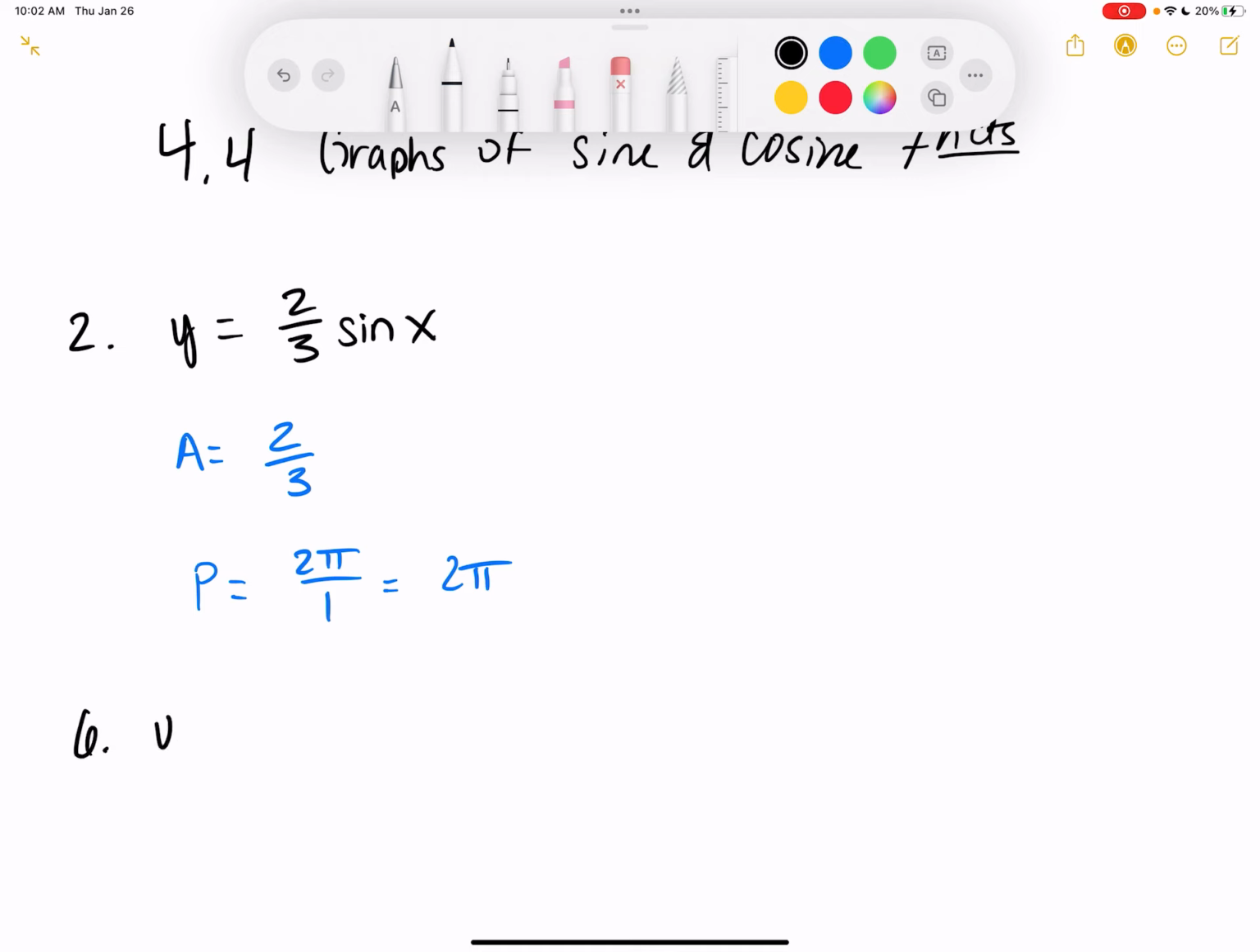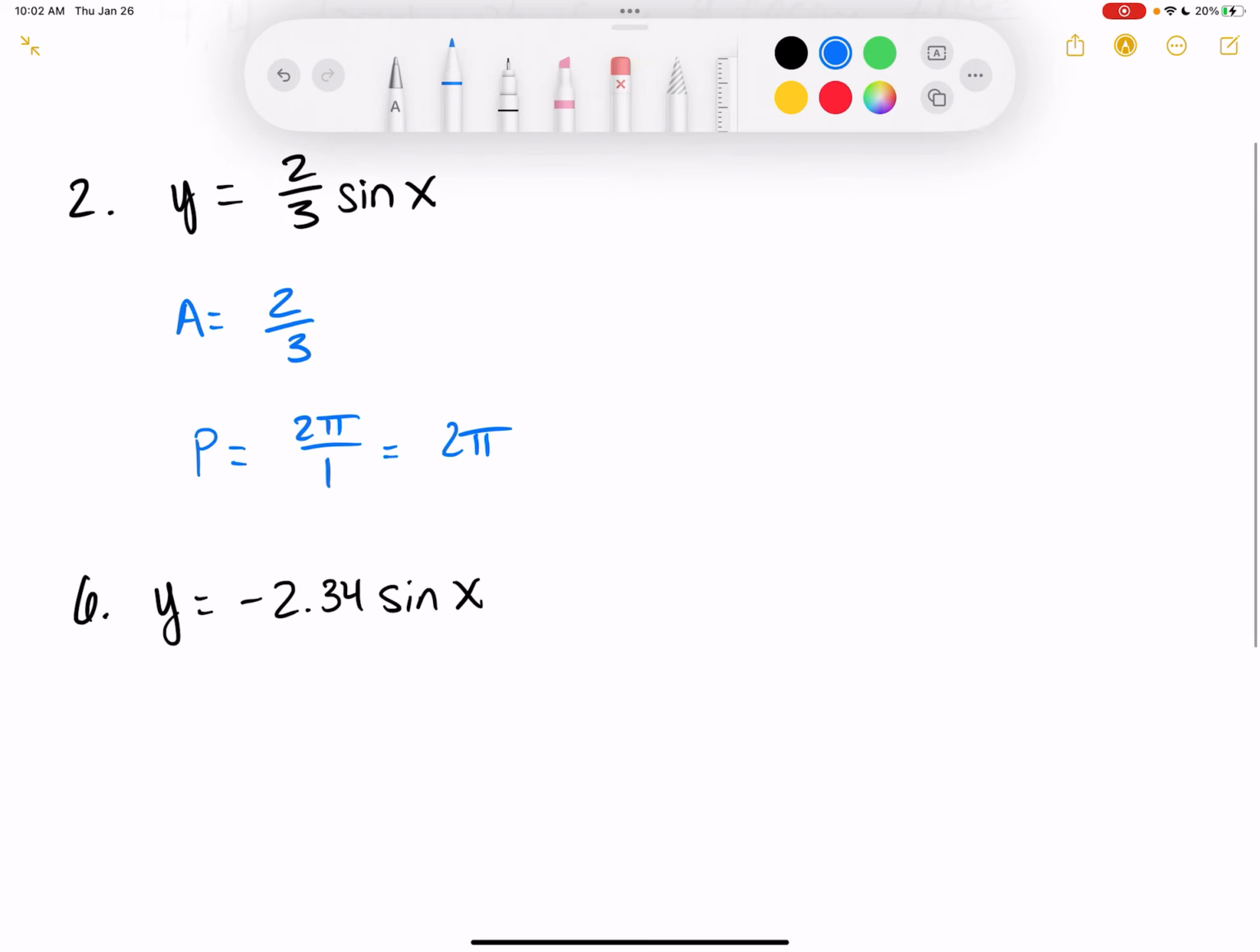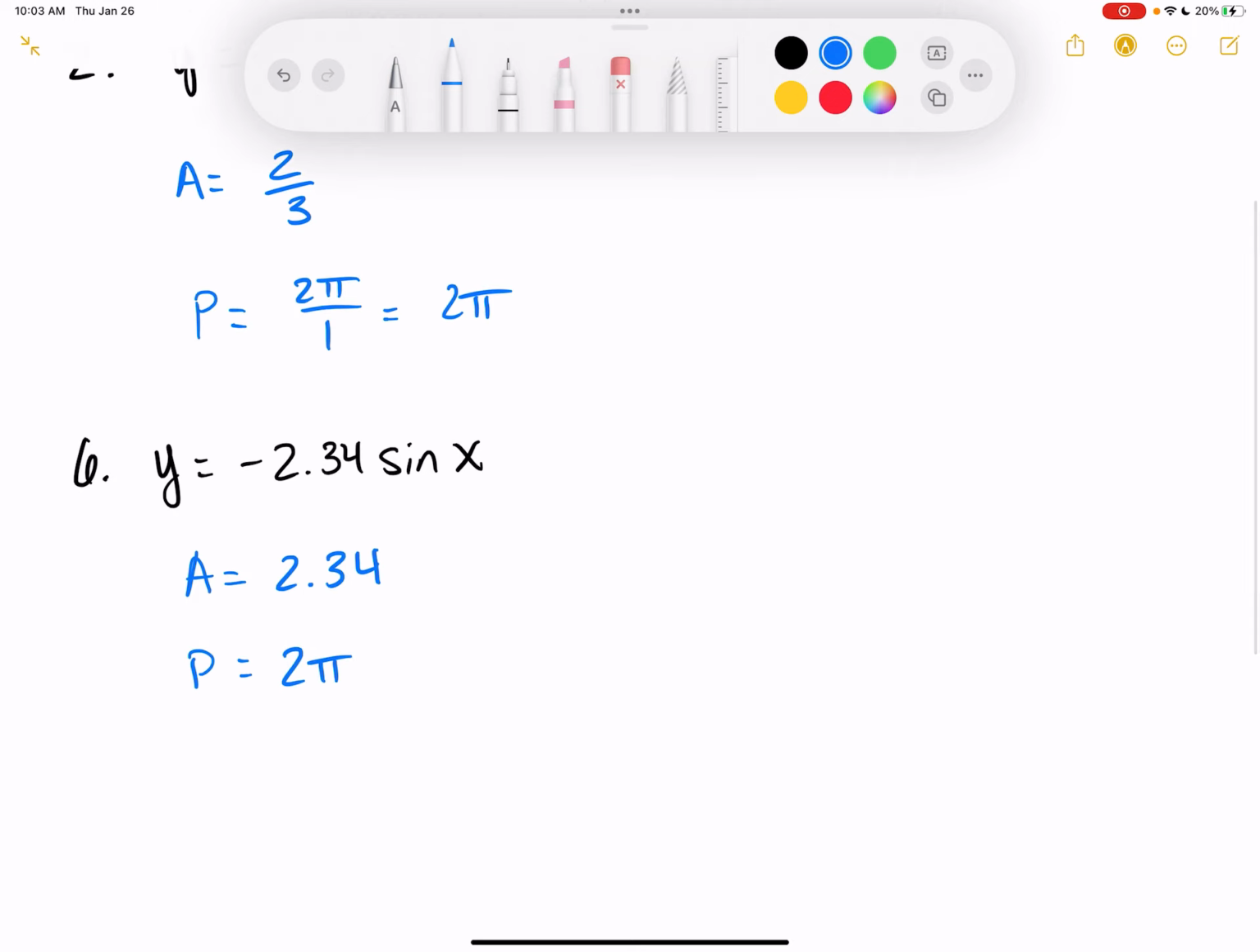Number 6. Y is equal to negative 2.34 sine of x. So amplitude, 2.34. Period, 2 pi. There's no b value. And is anything else happening to this? It's reflected. The negative sign in front tells us it's reflected. All right, so that was for sine.